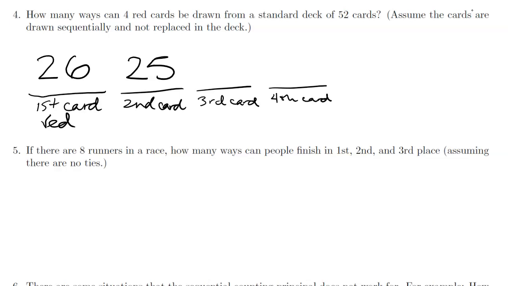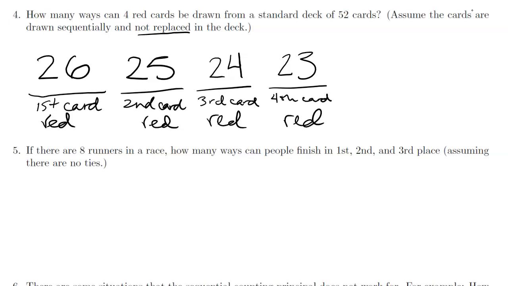Similarly, the third card should also be red. All of these we want to be red. And the fact that they're not replaced is why the total number of options keeps going down. So with the third card, we're down to only 24 options because it can't be either of the first 2. And then for the last one, we'd be down to only 23 options.